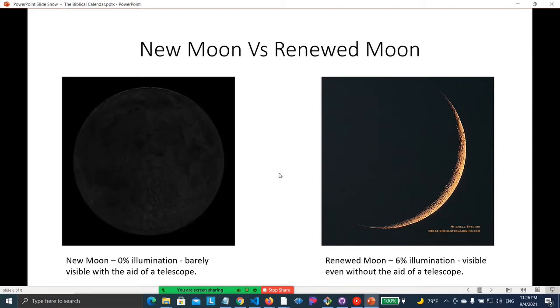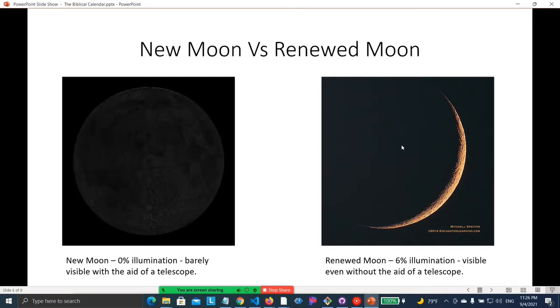Now, I've got some pictures here to illustrate. These are actual photos taken with a telescope, and you can see the new moon at 0%. It's barely visible even with the aid of a telescope. Technically, you see a little edge right there. Technically, they didn't catch it in that exact moment, but there's that little bit, like a little white line, one little smidgen. So they got very close, and you can see that even with a telescope, it's hard to see.